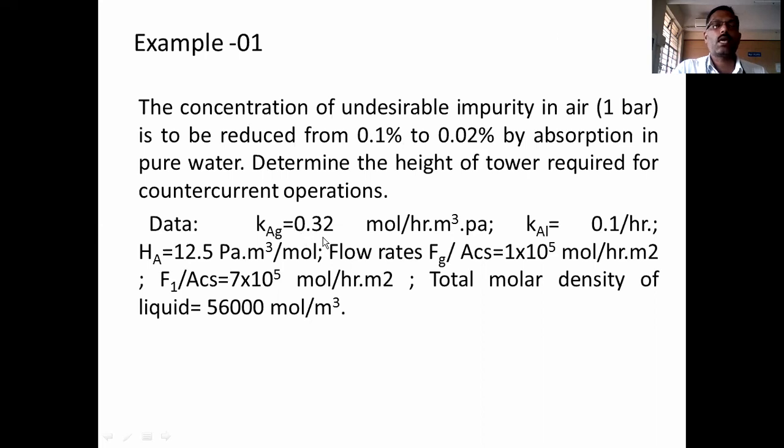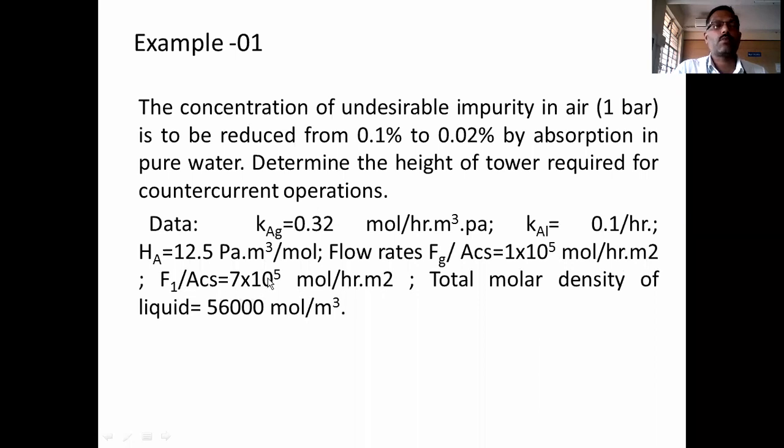The data given: Kag is equal to 0.32 mole per hour per meter cube per Pascal, that is the mass transfer coefficient in the gas stream. Then Kal is equal to 0.1 per hour, the mass transfer coefficient in the liquid film. Ha is the Henry's constant, 12.5 Pascal meter cube per mole. Flow rates for the gas: Fg upon ACS, where ACS is the cross-section area of the column, equal to 1 into 10 raised to 5 mole per hour per meter square. Fl upon ACS is equal to 7 into 10 raised to 5 mole per hour per meter square.